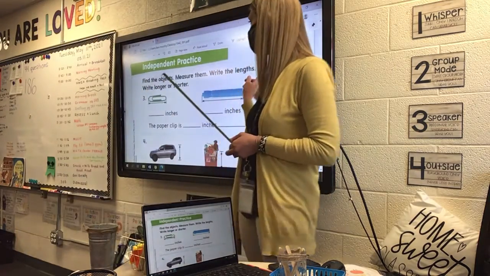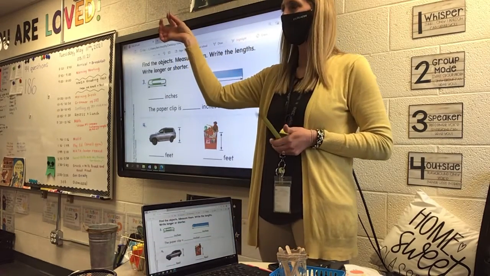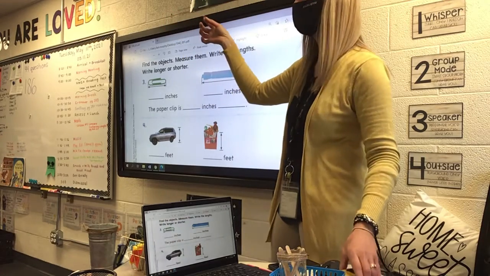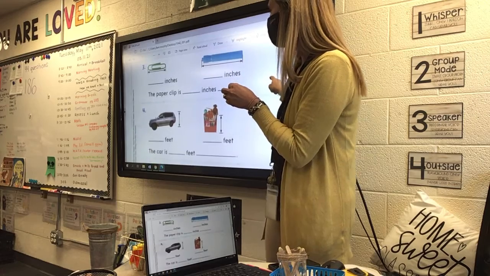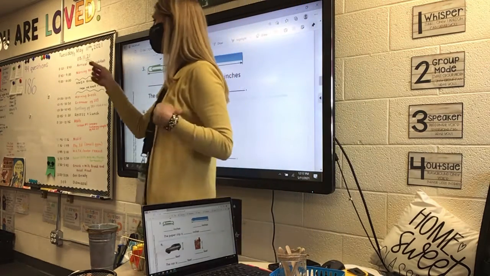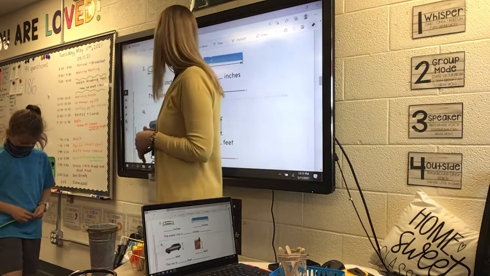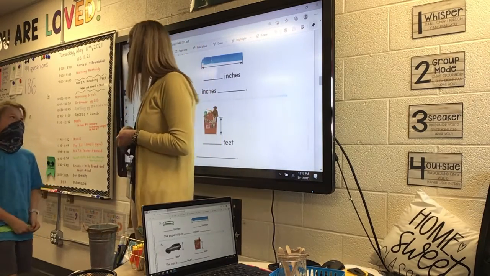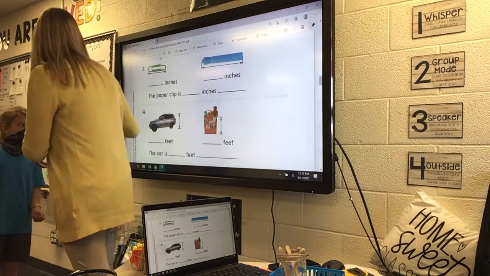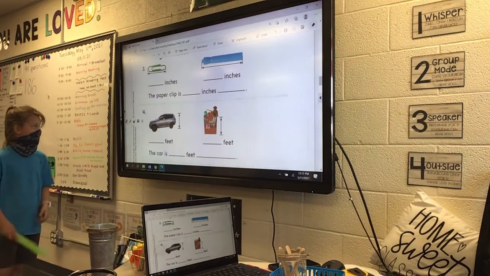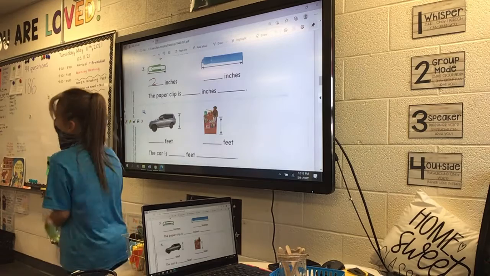All right, now we are going to measure a paper clip in inches. So can I have Aria? Will you bring your ruler up here? And Aria's going to figure out how many inches this is. 2. All right, it is 2 inches. So everybody needs to write by the paper clip. When it pops up, you can write 2 inches, okay? There you go. 2 inches.